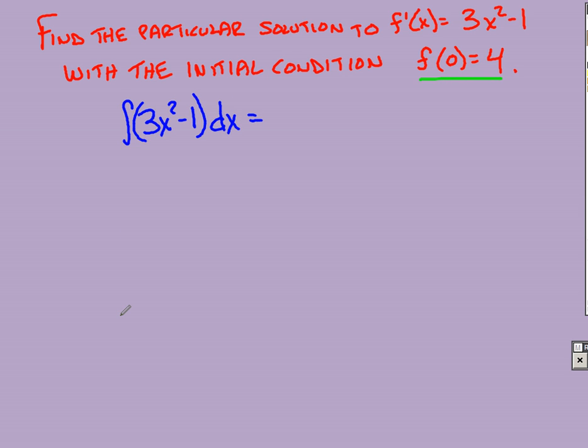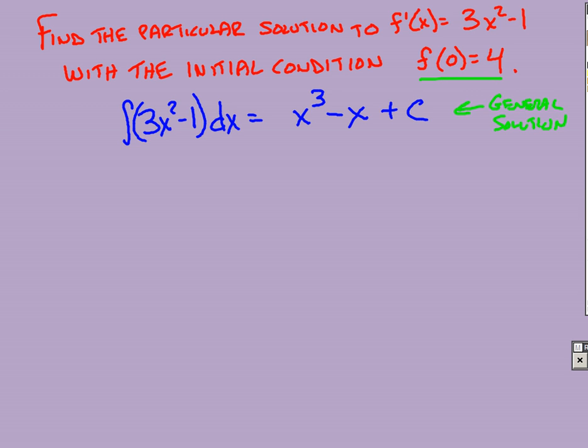So my integral of 3x squared minus 1, the integral of that will be x cubed, just x cubed, because it will give me 3x squared, minus x, and then plus c. This right here, again, would be my general solution. My general solution. Find a particular solution.